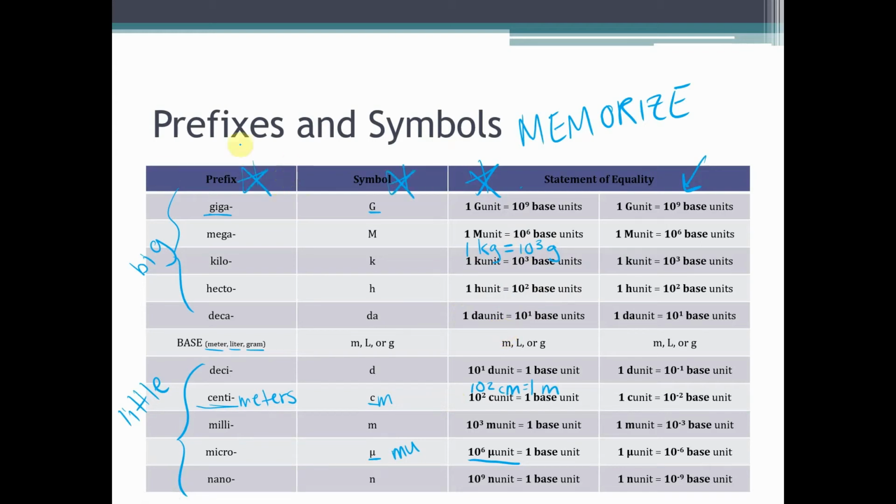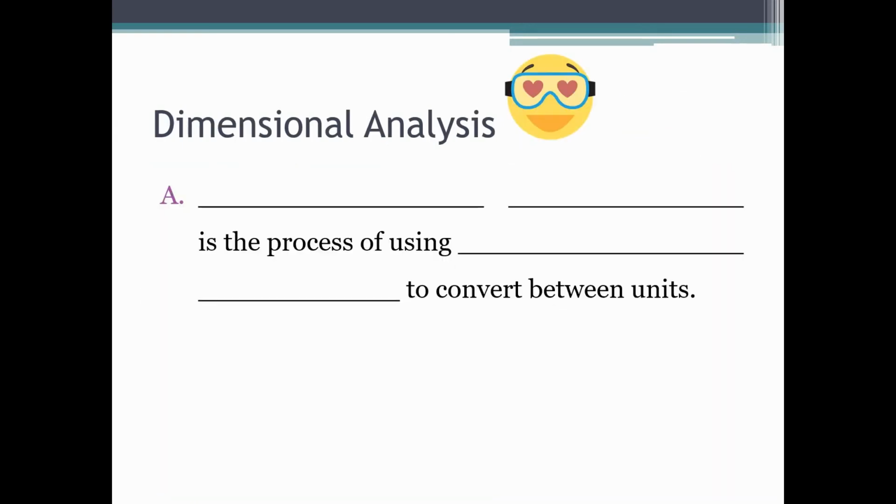You need to know the prefix, the symbol it goes with, and the statement of equality. So you need to know that giga means 10 to the 9th, that there are 10 to the 6th micro units in 1 base unit. If you have questions about what I mean by that, come let me know. I will explain it again in person. But in the meantime, we're finally going to put these together. We are going to use these in a beautiful process known as dimensional analysis.